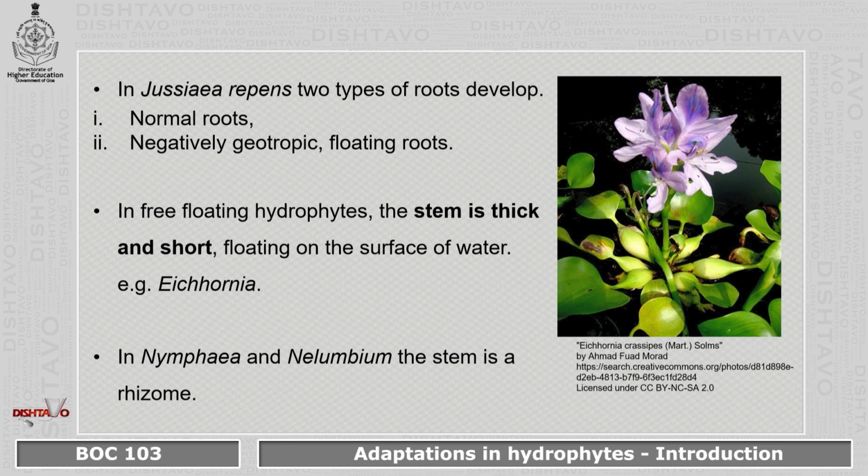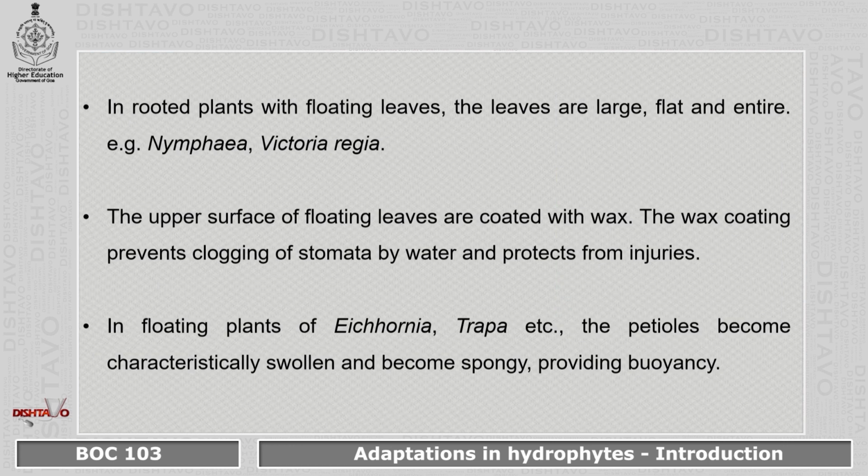Now, in free floating hydrophytes, the stem is thick and short, floating on the surface of the water. For example, you have Eichhornia. Now, if you look at this particular hydrophyte, and especially if you look at this section of it, it is swollen, because this part of the hydrophyte will help the plant to float. It gives buoyancy to the plant. In Nymphaea, the stem is a rhizome.